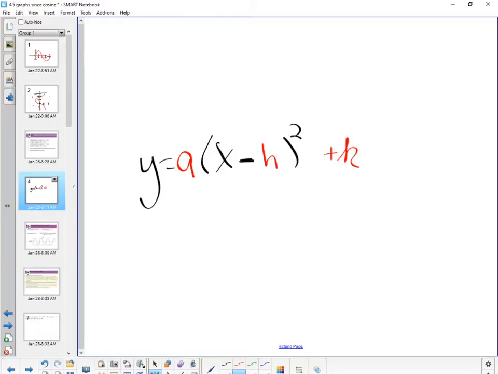If I wanted to reflect it over the x-axis, what did I have to do? Make it a negative what? Make it negative A. That would be a reflection.